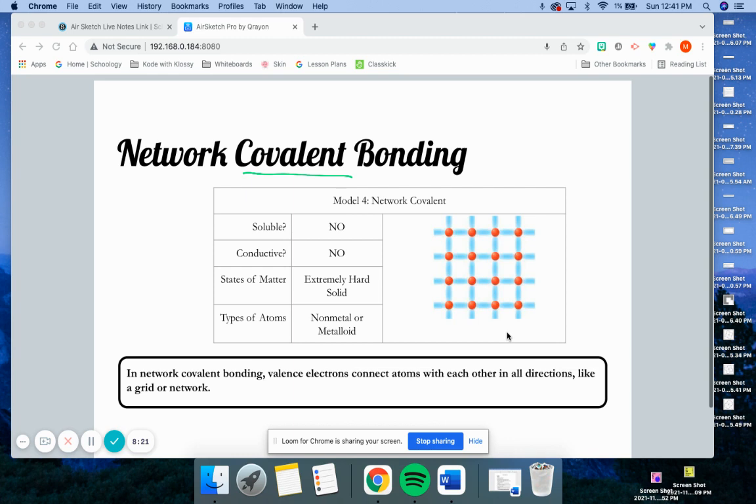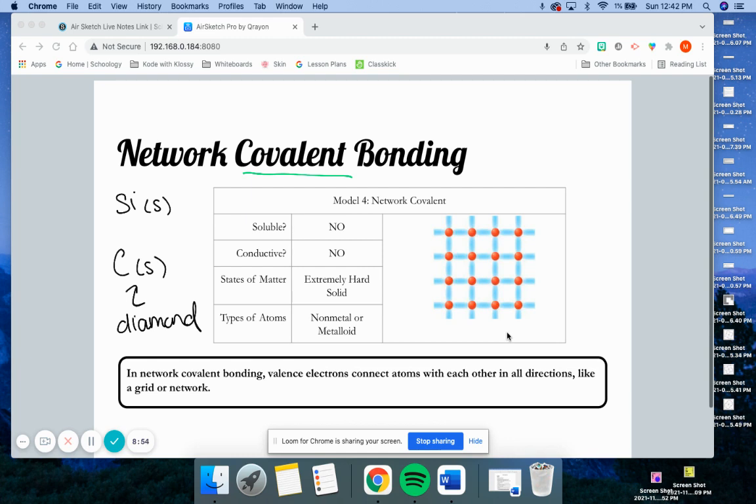So they are not soluble. They are also not conductive, just like molecular covalent bonds. Because the bonds are so strong in network covalent bonding, network covalent bonds result in extremely hard solids. Two examples of network covalent bonds are silicon solid and carbon solid. Carbon solid is actually diamond, which is the hardest substance on Earth, and it's built of these really strong and tight network covalent bonds.